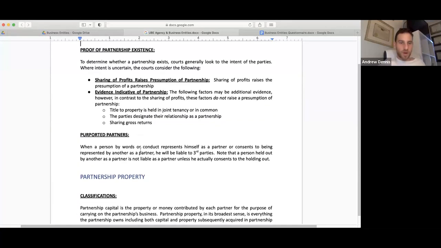When a person by words or conduct represents himself as a partner or another as a partner, he'd be held liable to third parties. Note that a person held out by another as a partner is not liable as a partner unless he actually consents to the holding out.